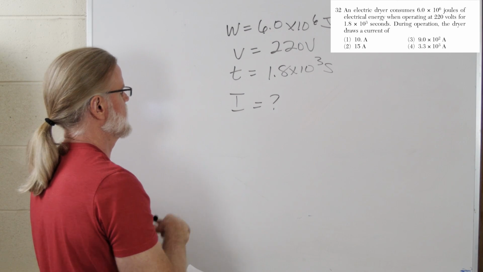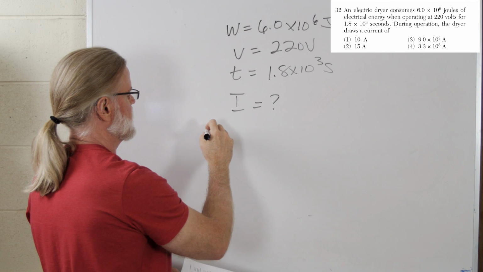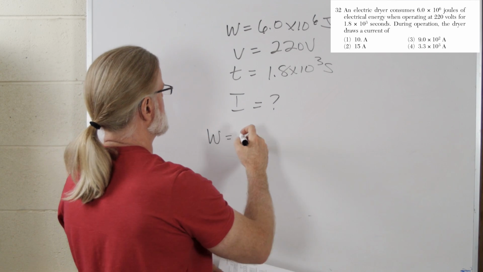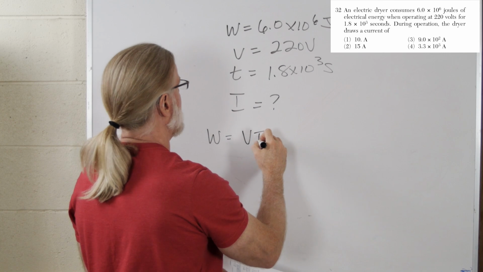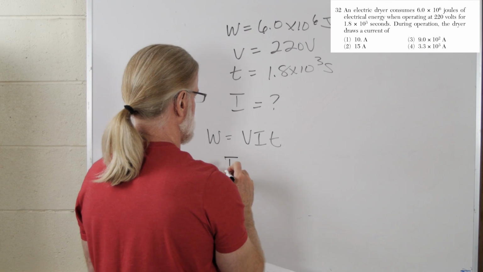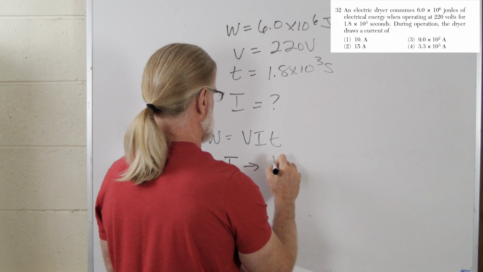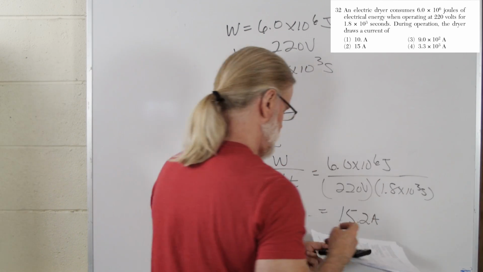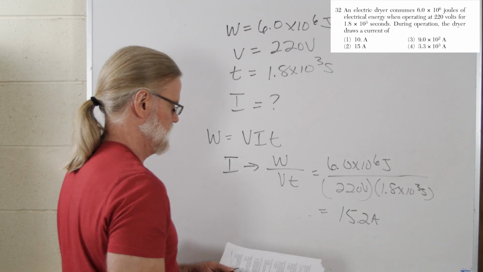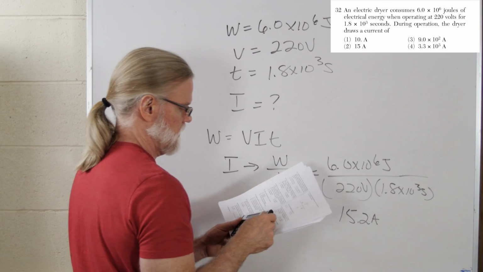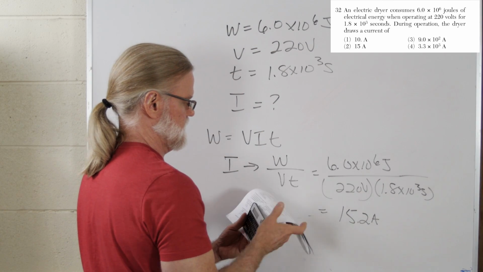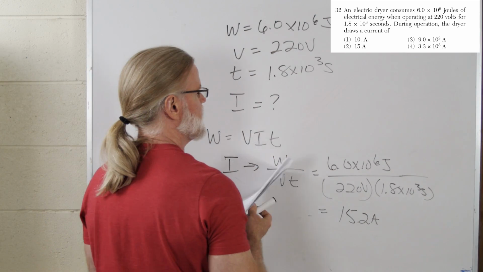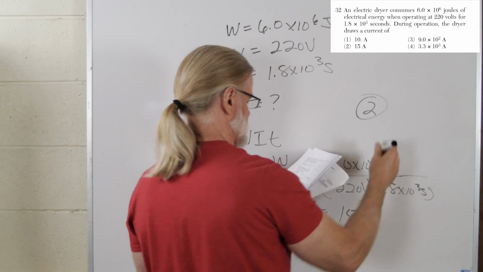All right. So we have an energy relationship that looks like this. Energy equals VIt. Therefore, the current equals energy divided by voltage times time. 15.2 amps. All right, what is that? We only had 2 significant figures on this one, though. So that would be choice 2, 15 amps.